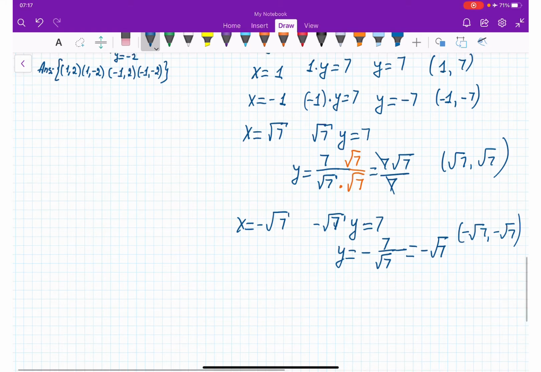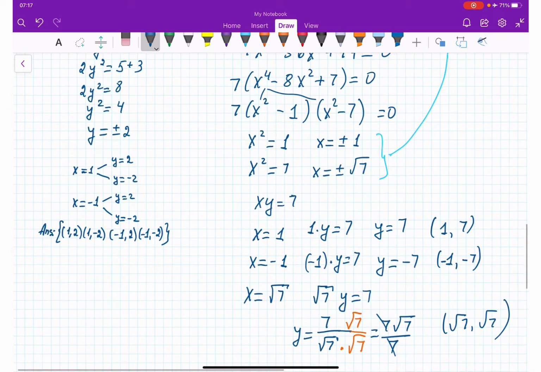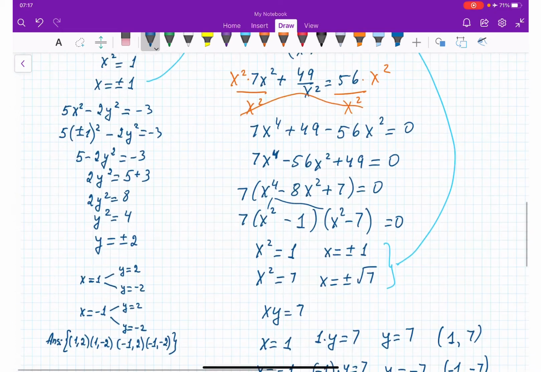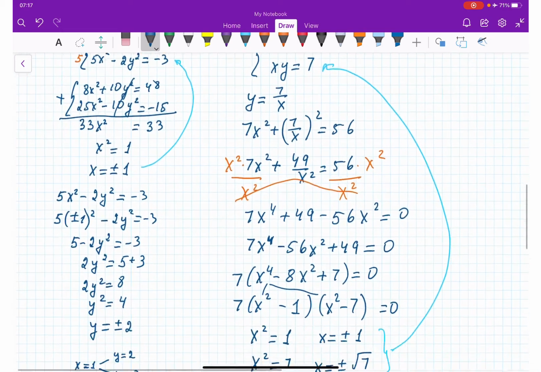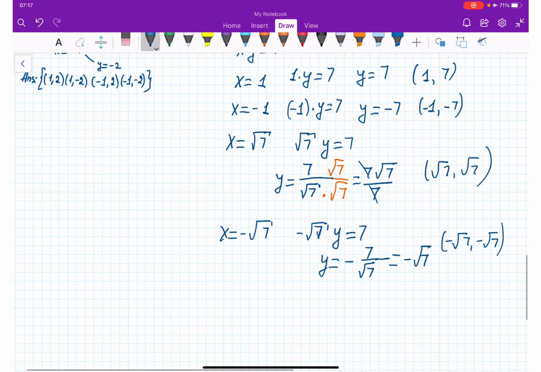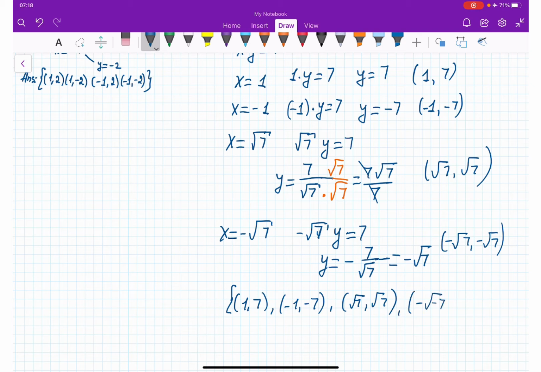So let's rewrite the entire set of solutions. Okay. 1 and 7, negative 1, negative 7, square root of 7, square root of 7, negative square root of 7, negative square root of 7. And this is going to be our answer.